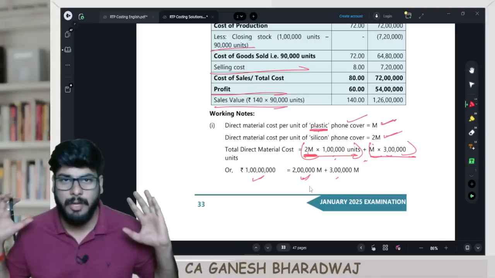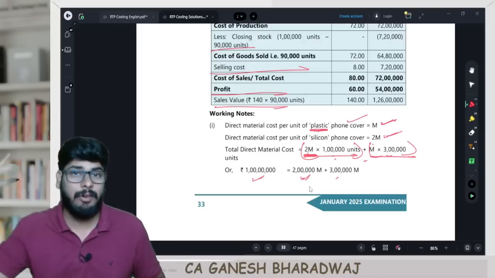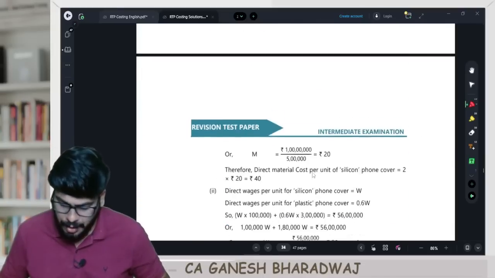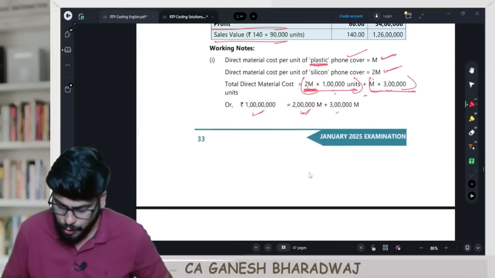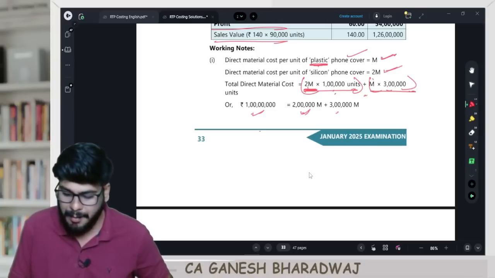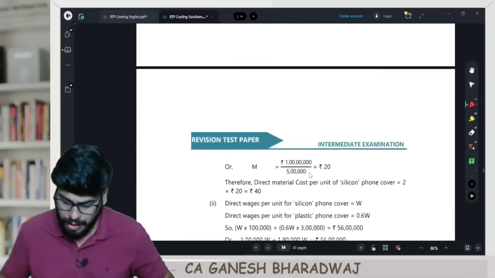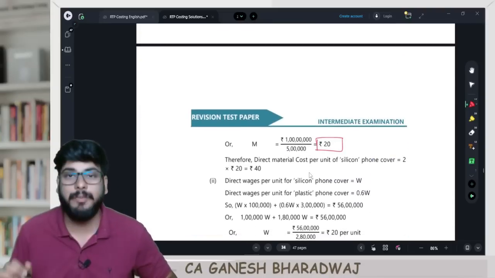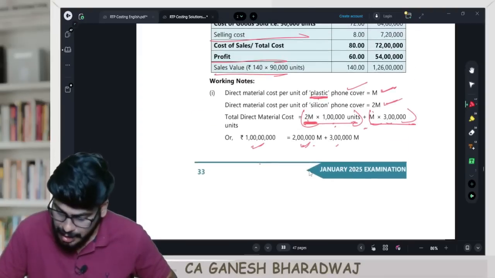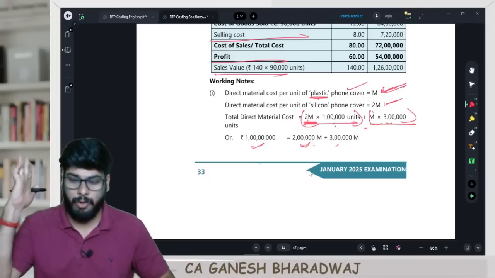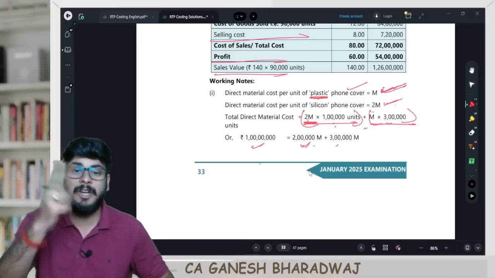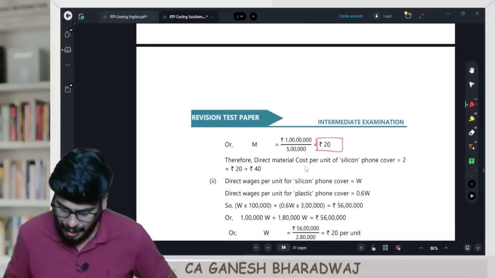Now we have framed an equation, and with this, we can calculate the M value. So 1 crore is equal to 2 lakh M plus 3 lakh M, which is 5 lakh M. So M is equal to 1 crore divided by 2 plus 3, 5 lakhs. 1 crore divided by 5 lakhs, so M is going to be 20 rupees. In other words, the direct material cost per unit of plastic phone cover is 20 rupees. So the direct material cost per unit of silicone phone cover is 2M, that's 40 rupees. Are you clear with this?